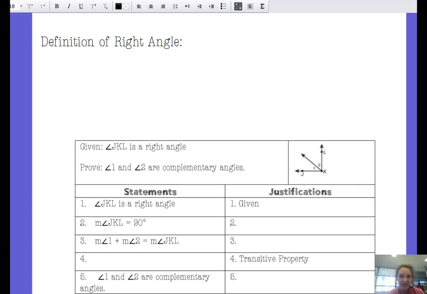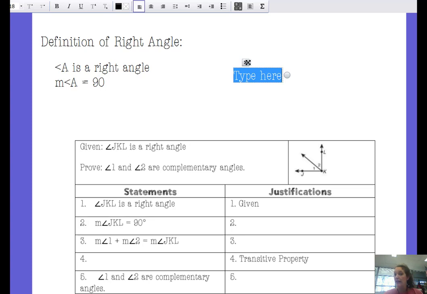Our next justification is the definition of a right angle. So if I asked you, what is a right angle? Define it for me. You would say, it's an angle whose measure is 90 degrees. So if I tell you angle A is a right angle, then your next step you can say, oh, well, if it's a right angle, then the measure of angle A has to be equal to 90 degrees by the definition of a right angle.